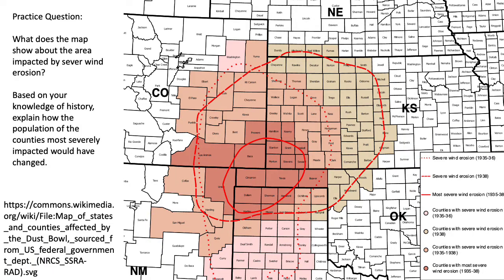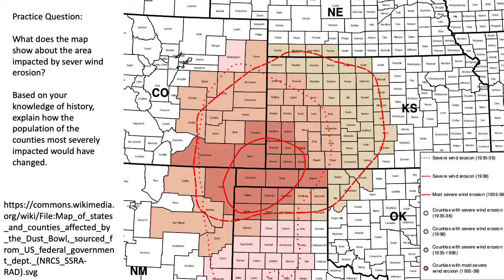Practice question. What does the map show about the area impacted by severe wind erosion? Based on your knowledge of history, explain how the population of the counties most severely impacted would have changed. Note the map key in the bottom right corner. The map key indicates both the severity of the erosion and the years in which the erosion took place.